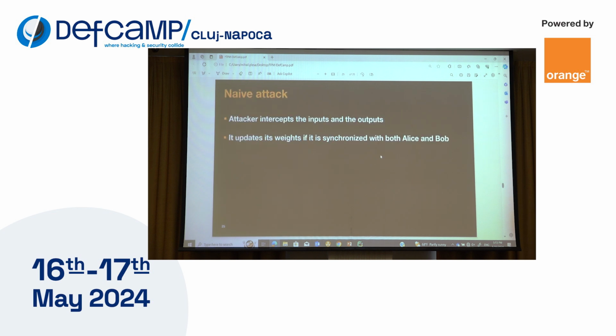All right, so now the idea of the naive attack is very simple. I have an attacker, and the attacker intercepts the outputs of Alice and Bob and checks whether those outputs are equal. In the case the outputs are equal, the attacker checks whether they are equal to his own output. If all three outputs are equal, then the attacker also updates his set of weights. And finally, he will manage to synchronize with Alice and Bob.